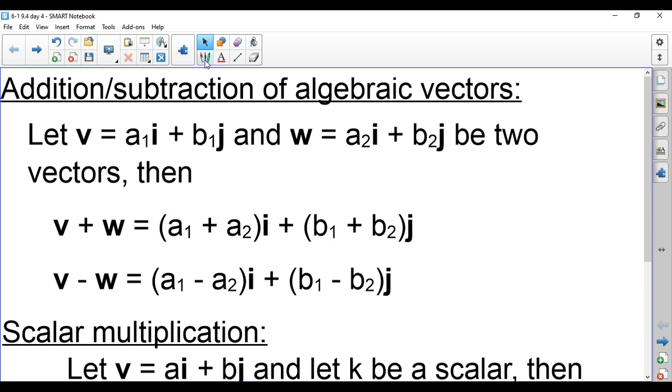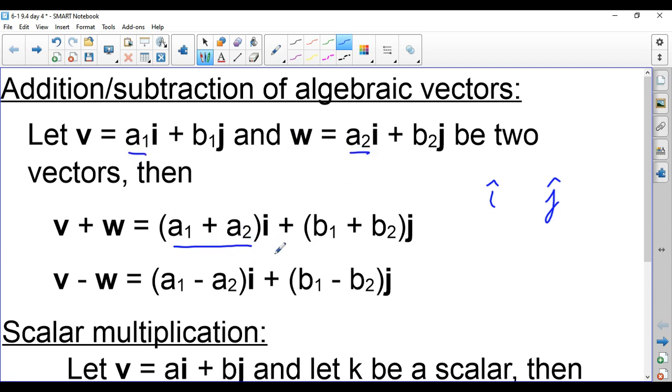So we know that we can write a vector in its component form using the i's and j's, or when we handwrite them, it's i hat and j hat. So if we have a vector v that is a1 i hat plus b1 j hat, and a vector w that is a2 i hat plus b2 j hat, if those are two vectors, then we can add them by adding the horizontal components times our i hat, and then adding the vertical components and multiplying that by j hat. And likewise, if we want to subtract, we subtract horizontal minus horizontal and vertical minus vertical.